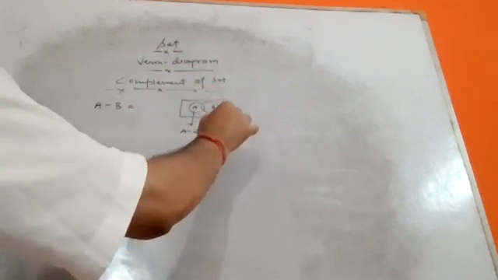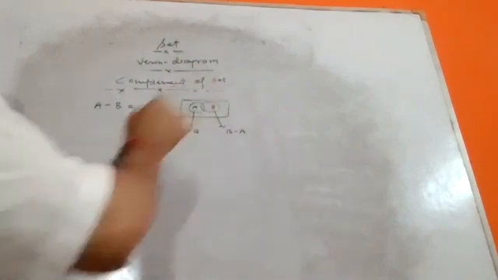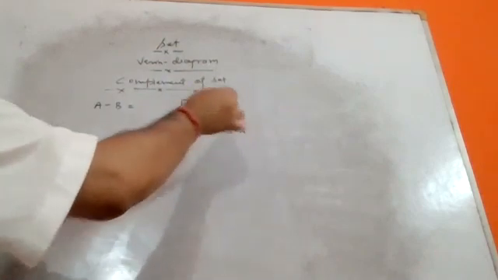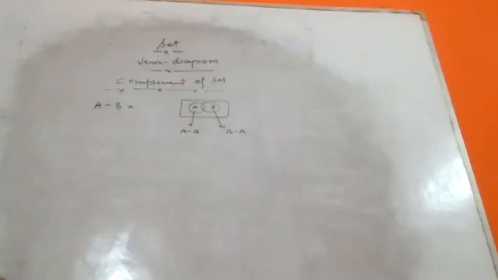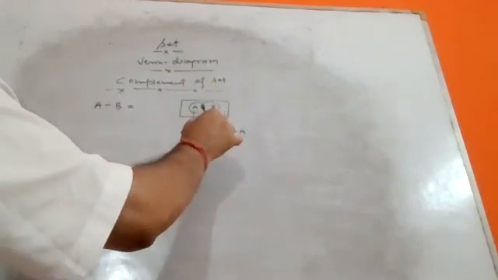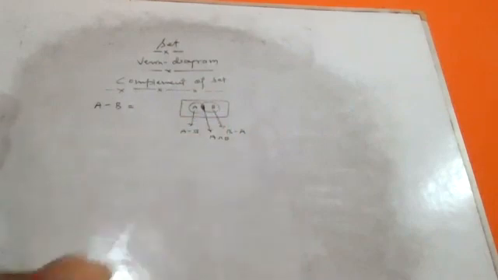And this one portion is what? That is B minus A. The elements in B, but not in A. That is A minus B and B minus A. And this one portion is A intersection B.